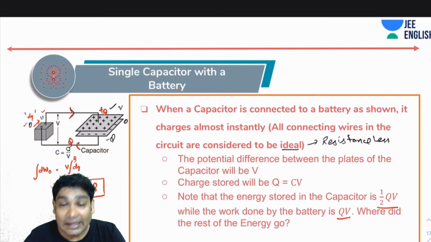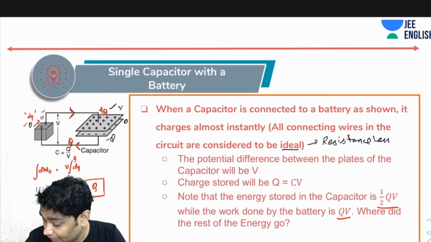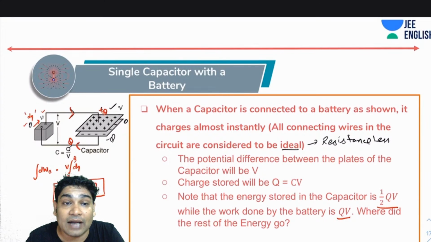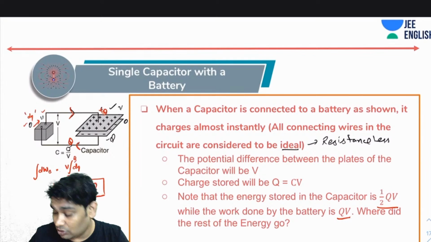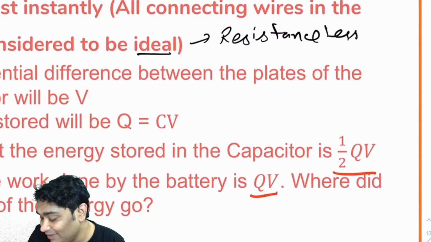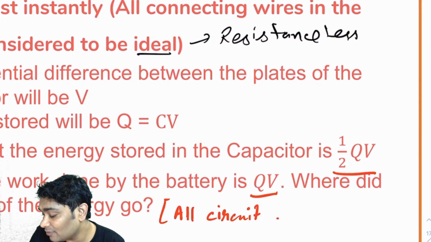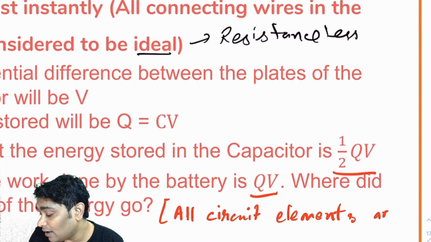Alright, by the way, before you say that it goes here, it goes there, let me tell you that I have considered all the circuit elements to be ideal. Alright, so before you start making any excuses, all elements are considered ideal. All circuit elements are considered ideal.